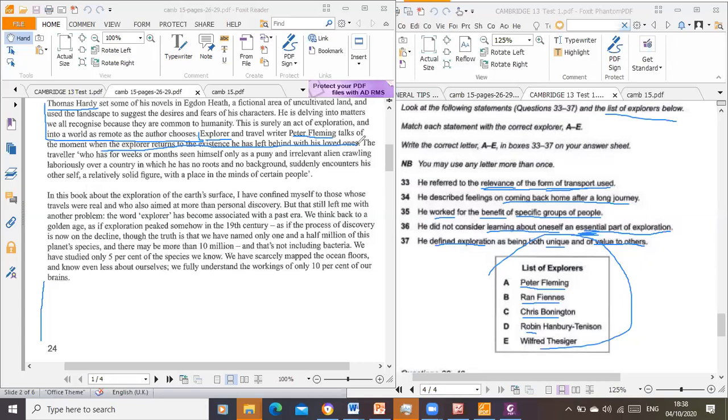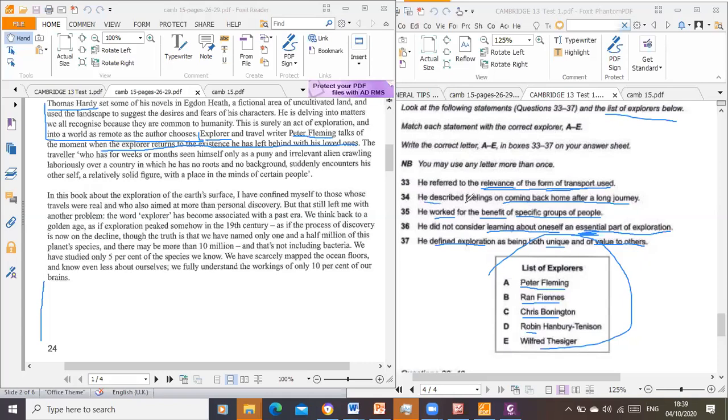Now, if you look at this place, talking about Peter Fleming, he talks of the moment when the explorer returns to the existence he has left behind with his loved ones. Now, because my strategy is that I'm looking at the article, I don't have to answer question 33 before question 34, all right? So I'm just following what the passage is saying. So then I suddenly stumbled on Peter Fleming. So he talked about the explorer returning to where he came from, where he had probably his abode. Now, if you look at someone, they were talking about something like that.